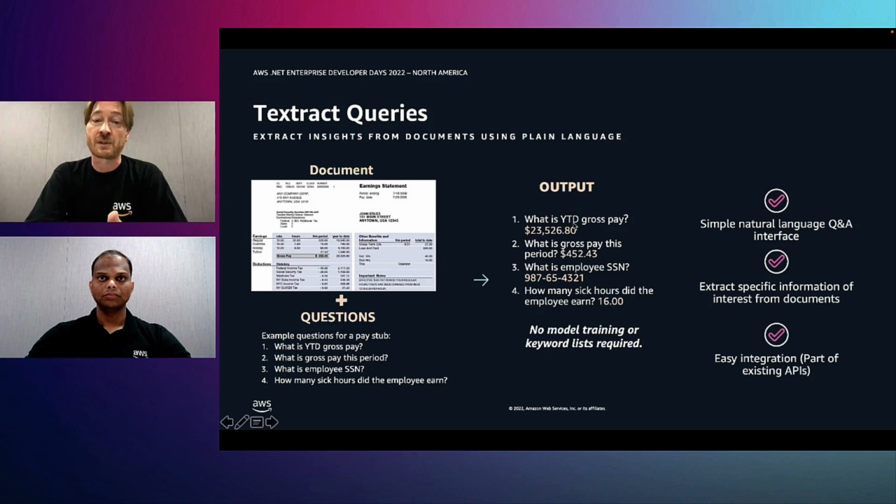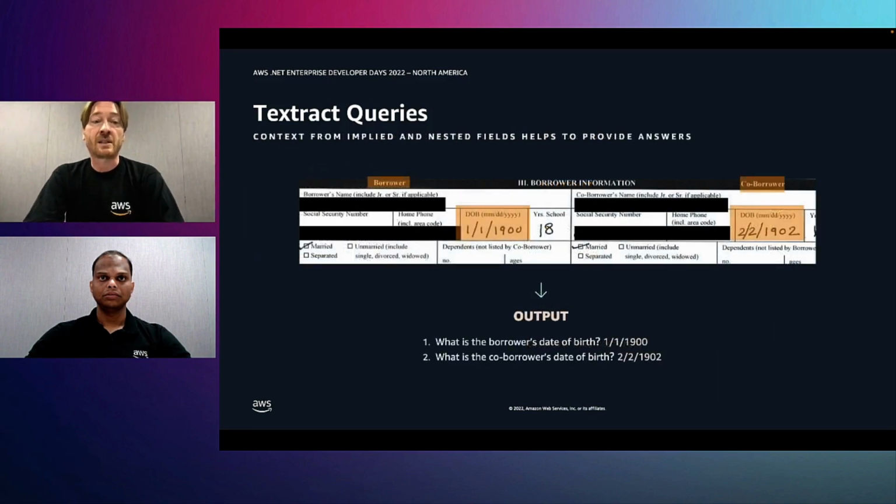For example, what is the gross pay? It's $23,000. What is the employee's social security number? This is the social security number. So you don't need to train this AI model. It's pre-trained on a set of different standard documents, like pay slips or bank loan applications and others, and it will work with other types of documents as well. Also, it can understand the context of the query to provide the correct answer.